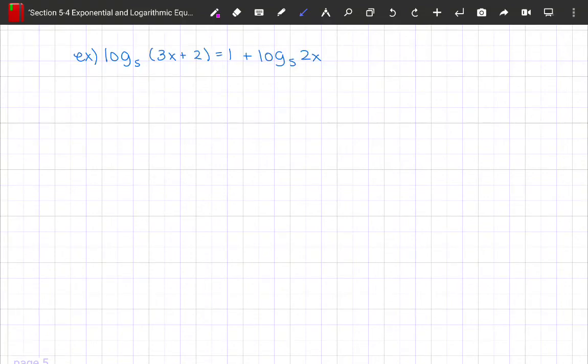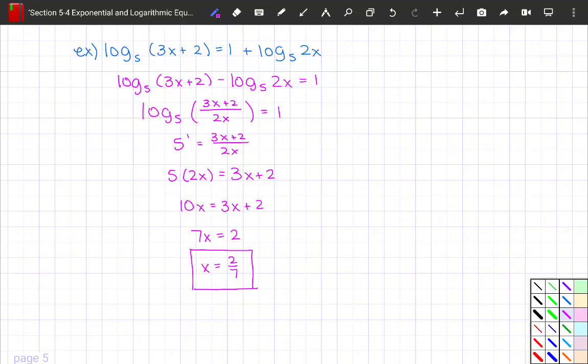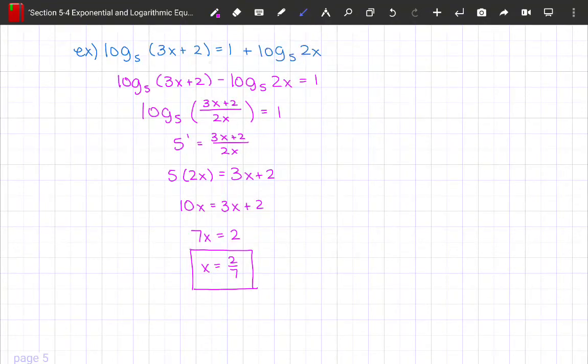Okay, so pause the video, try it on your own. Okay, so here's this one. Again, get the logs all on one side. That way you can use your properties of logs to condense. And in this case, since it was subtraction, I used the quotient property. Then 5 to the 1st power is equal to the argument, multiplied by the denominator, and then it became a very easy equation to solve. And again, double check. This did not make either argument 0 or negative, so it's a keeper.